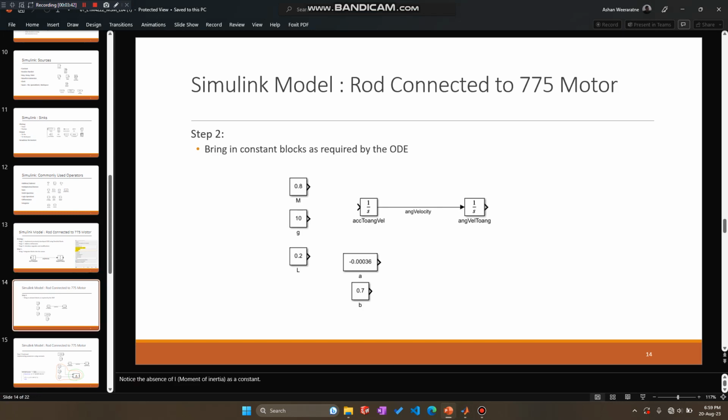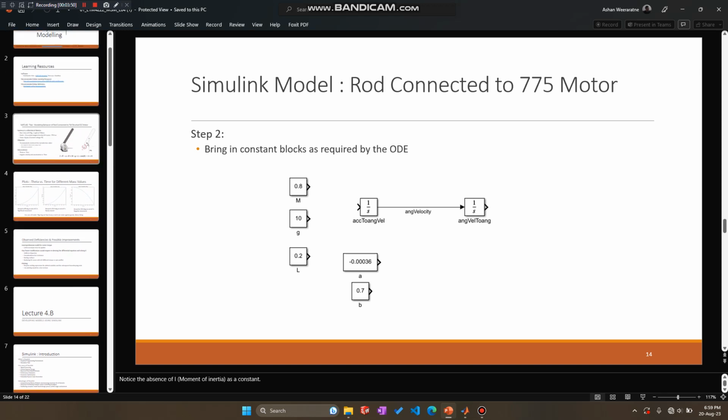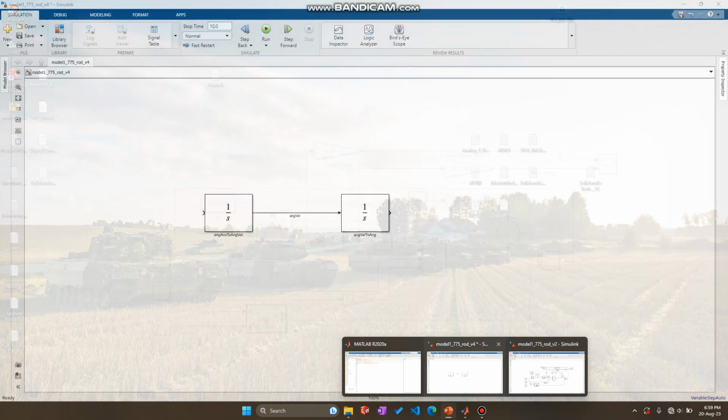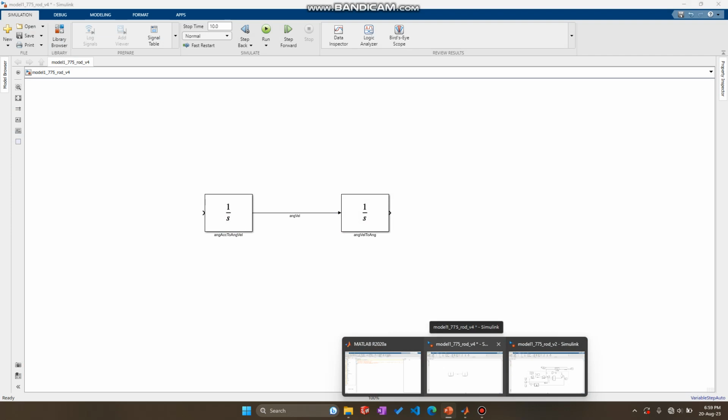So now step 2 requires us to bring in constant blocks as required by the ODE. To figure out what constants we need to bring in, we need to take another look at the equation we developed. So we have constants I, A, M, G, L, and B. Six constants. But I can be expressed as an equation of M and L. So in addition to what we did in MATLAB, we'll be expressing I as an equation of M and L in the Simulink model as well. Since we do that, we will be using only 5 constants: A, M, G, L, and B. So I will bring them in, give them the appropriate values, and name them.